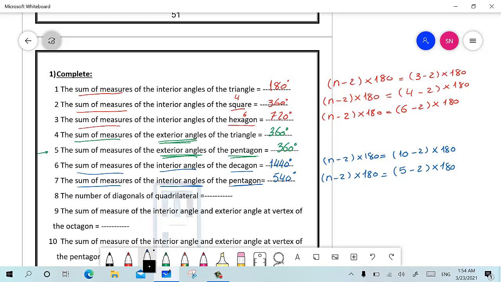Number 8, he's asking here about the number of diagonals in a quadrilateral. We said that the rule we use to find the number of diagonals is n times n minus 3 all divided by 2. So n here, quadrilateral means it has 4 sides. So here I have 4 times 4 minus 3 all over 2. This means I have 4 over 2, which equals 2. So the number of diagonals here is 2. And it's so easy to know that a quadrilateral has 2 diagonals only. So let's memorize it as well.